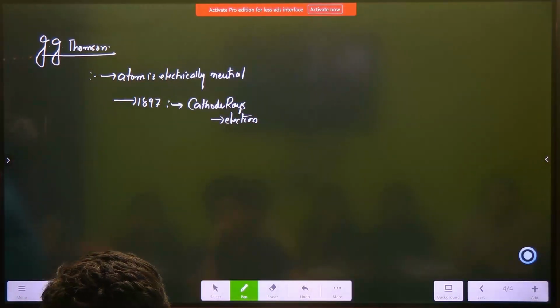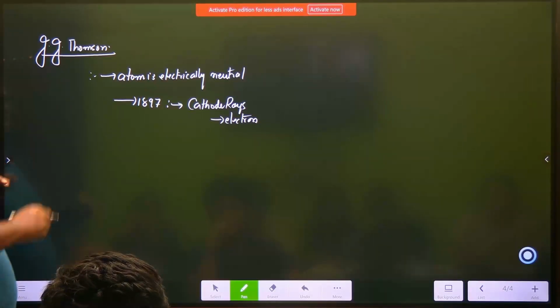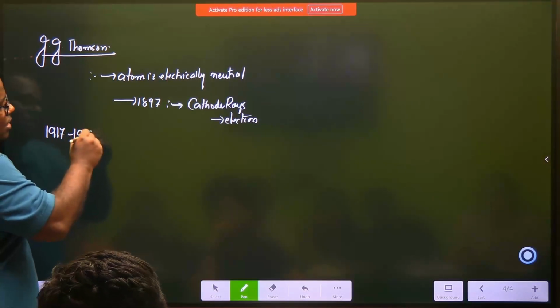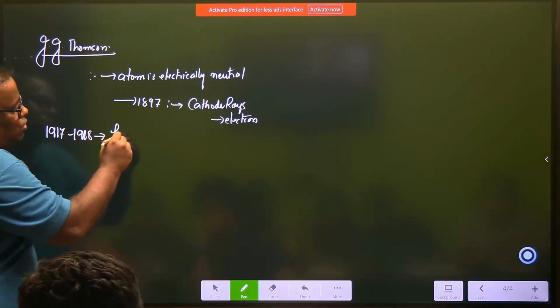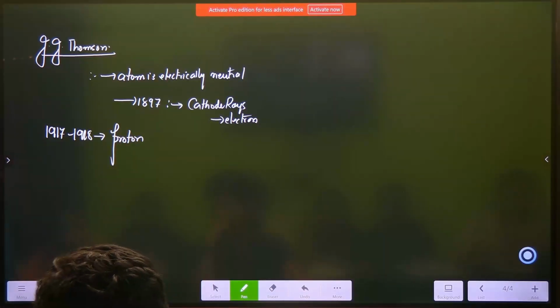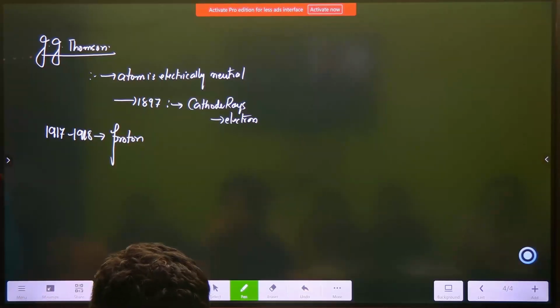Now this man starts to think: if there are cathode rays, there should be a positive particle also. Otherwise, how is the atom electrically neutral? So he conducts similar experiments also. And if you read, there is a lot of controversy here. Around 1917 to 1918, the word proton was coined for another positively charged particle inside the atom. The name proton is given by J.J. Thomson, and he wants to proclaim its discovery also.